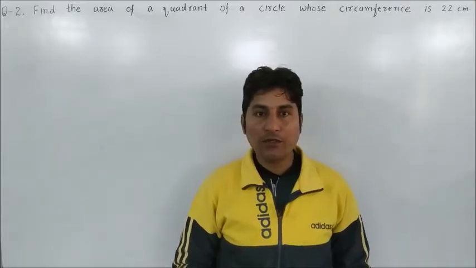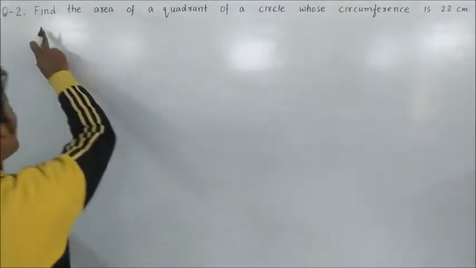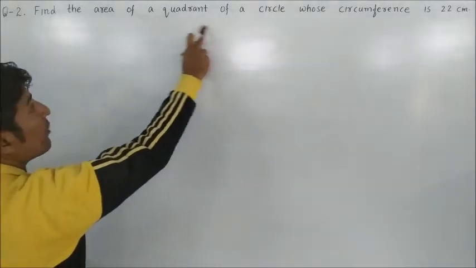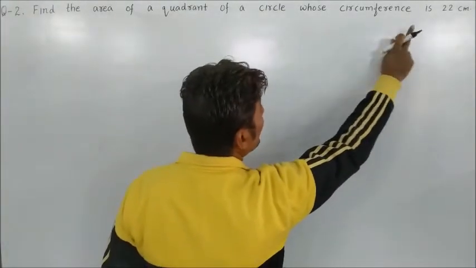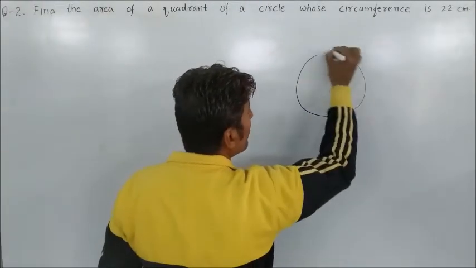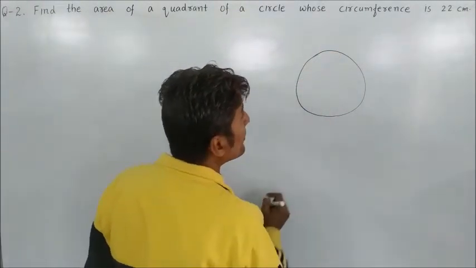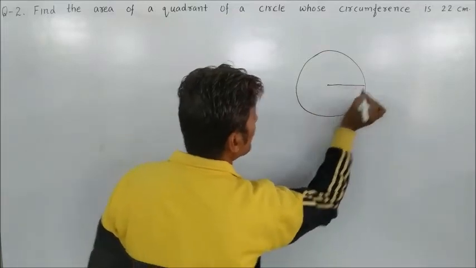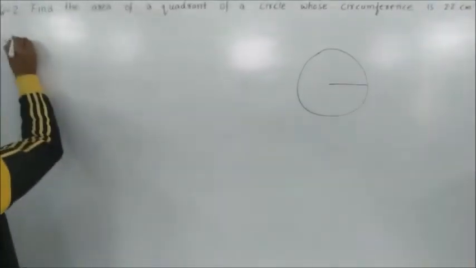Let us have question number 2. Find the area of a quadrant of a circle whose circumference is 22 centimeter. So let us consider a circle whose circumference is given 22 centimeter. So let us see the solution of this question.